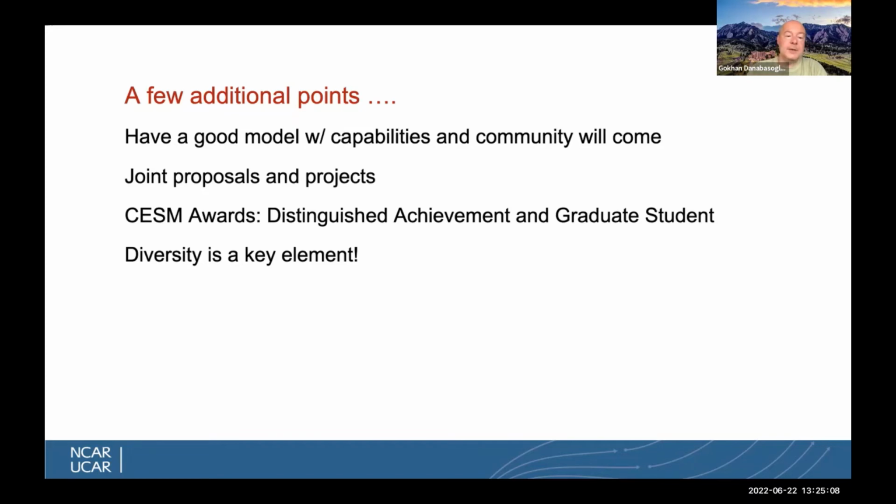And finally, I just wanted to stress that diversity is a key element also. I'm not just talking about gender balance in our working groups or advisory committee membership or steering committee membership, but more in general, we are also trying to reach out to minority serving institutions and underrepresented groups and those universities which serve those groups. We are trying to essentially make a concerted effort to be all inclusive in our community engagement.